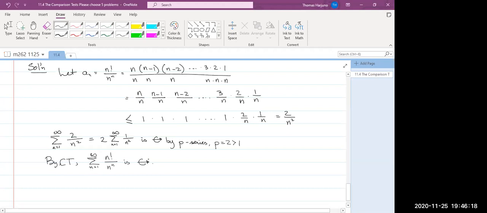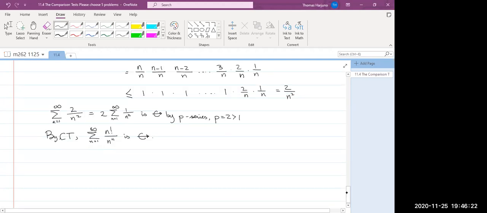Okay. Now let's see, I think I'm done with this. How about number 34? Number 34. Estimate the sum.